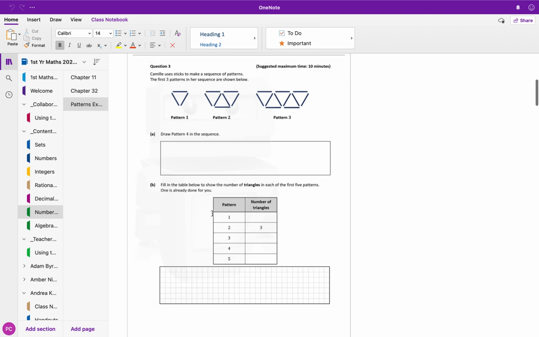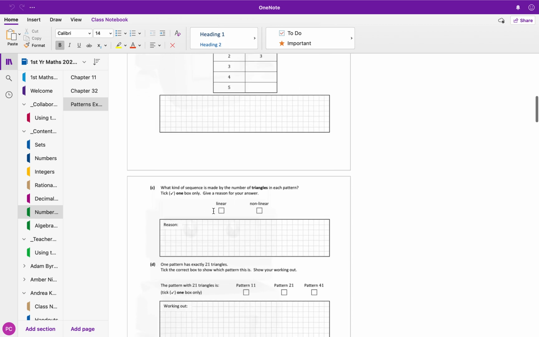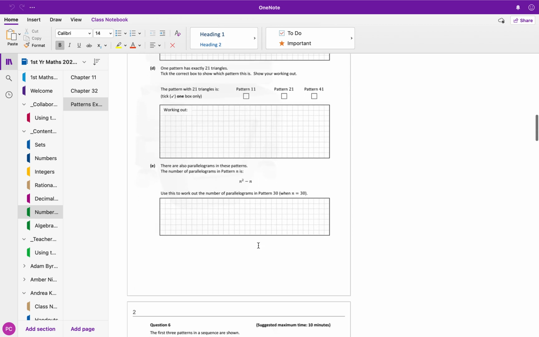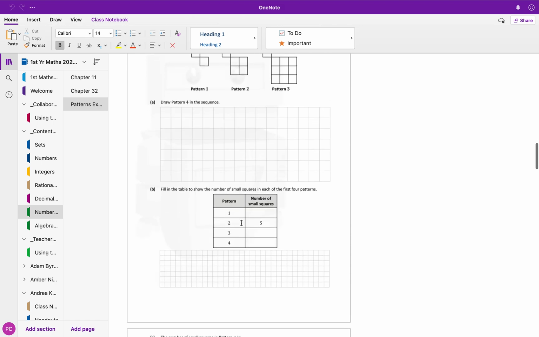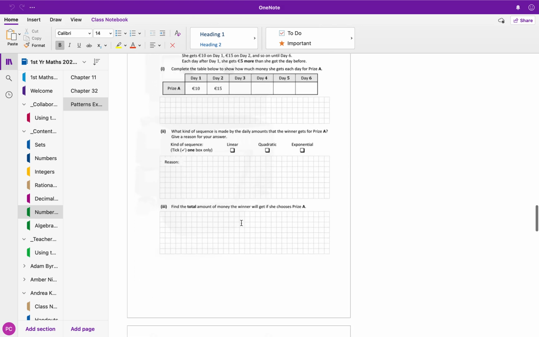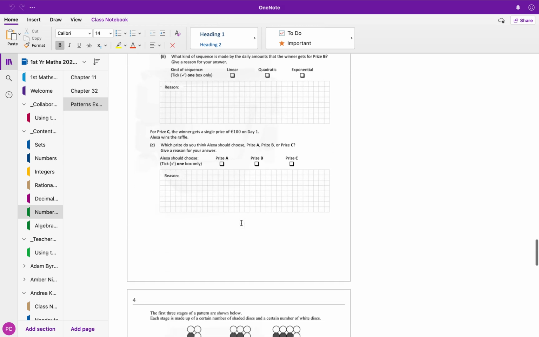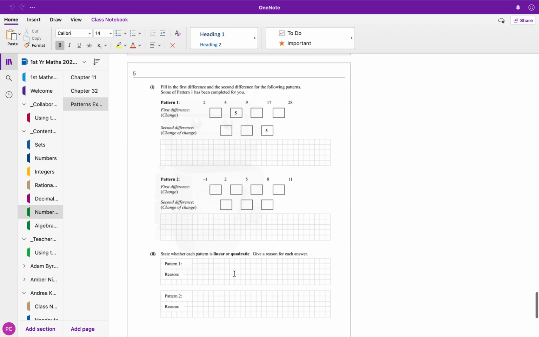So it goes through kind of things like patterns. Draw the 4th pattern, fill in the table of the triangles. Is it linear or non-linear? All those kind of questions that we've been doing. Here's one where you have to sub in 30 for n, and they're all like that. So different pattern questions that they've asked over a couple of years in the junior cert. And I want you to have a go at as many of them as you can.